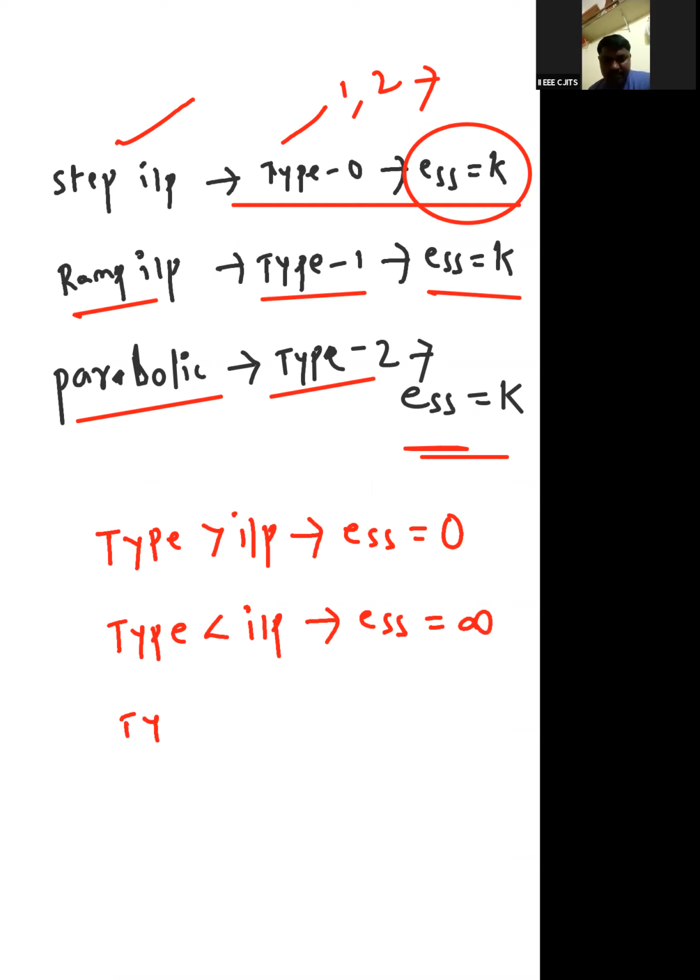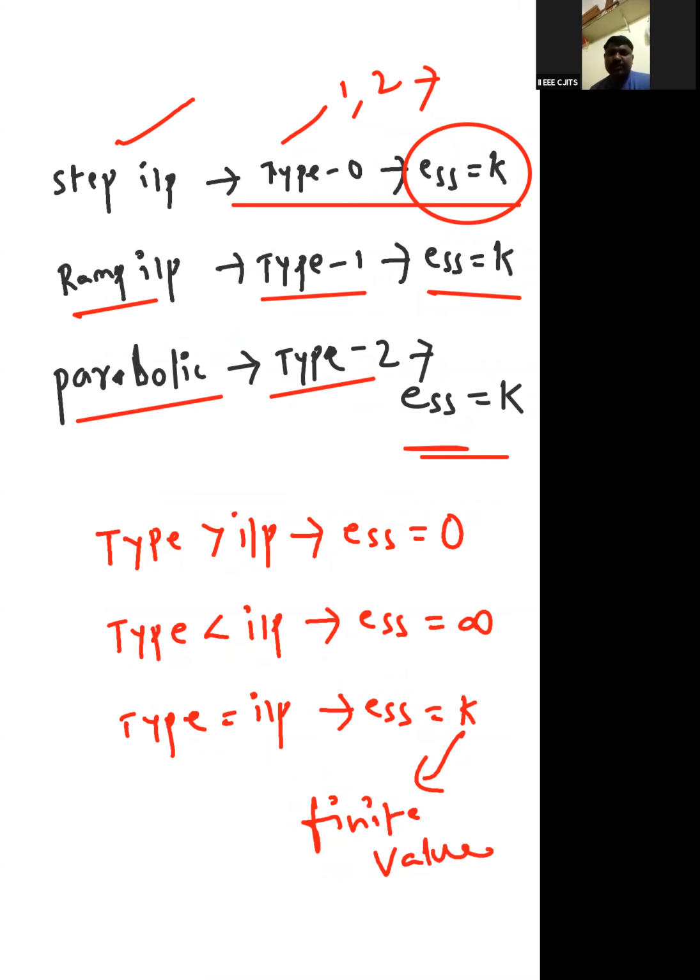If the type is equal to the input, the steady state error will come to some constant value, some finite value. Very, very important. So when the type is more when compared to the input, the steady state error is 100%, which is taken as 0.